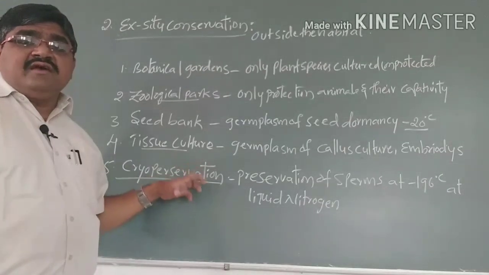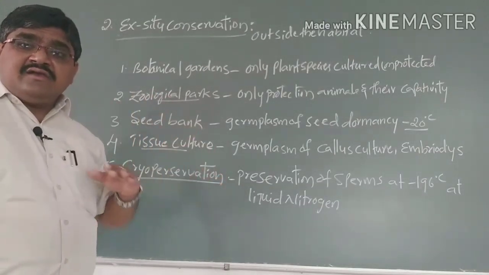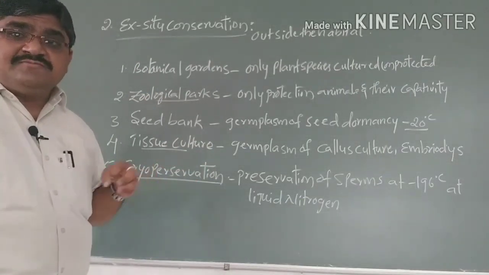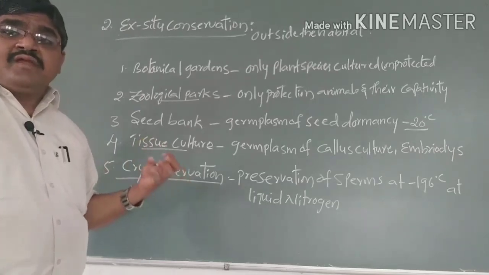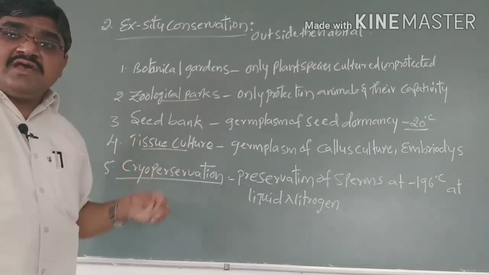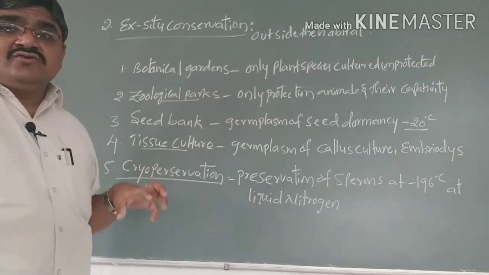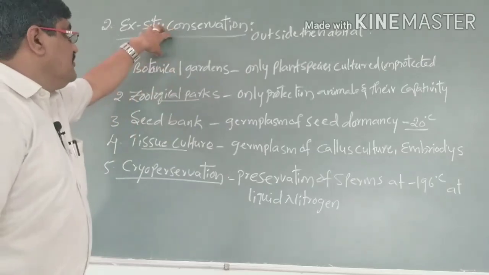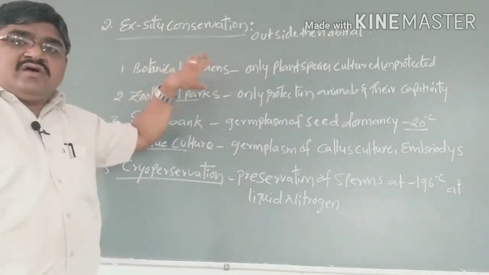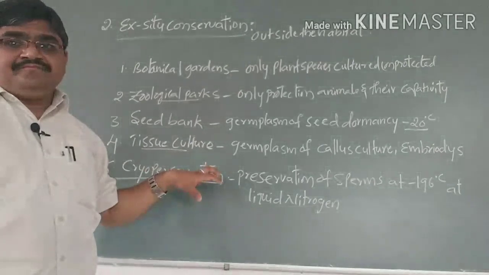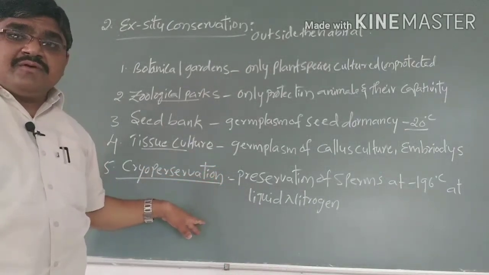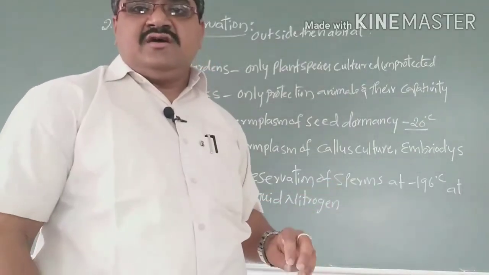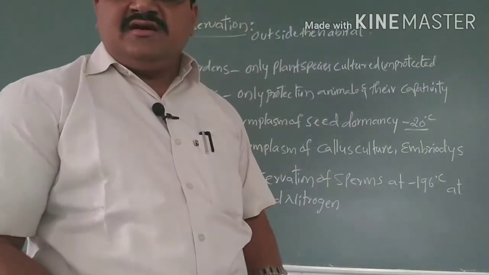So these take place outside the habitat, in large areas, where we cultivate the plants and animal species separately, and we preserve the species for future generations. So these are the two types of conservation, ex situ as well as in situ conservation. So this is the topic of biodiversity and conservation. Later we'll discuss it in the next class.